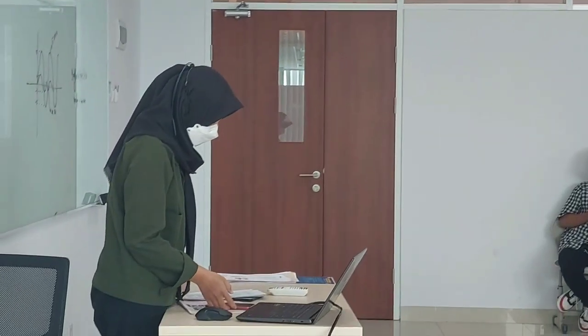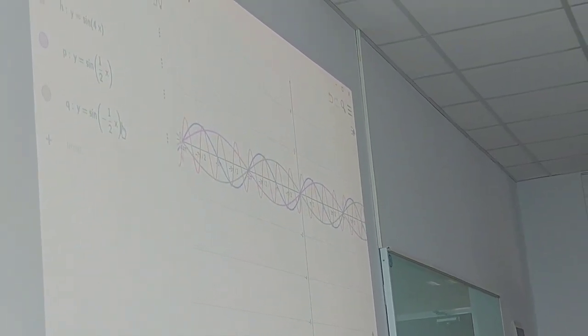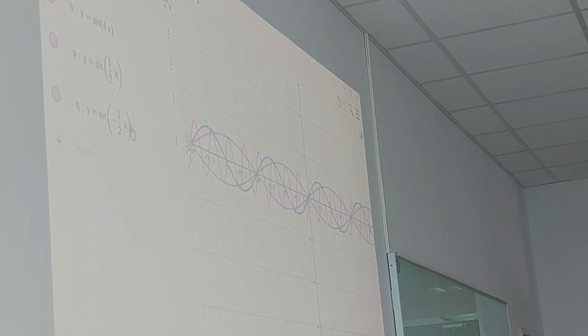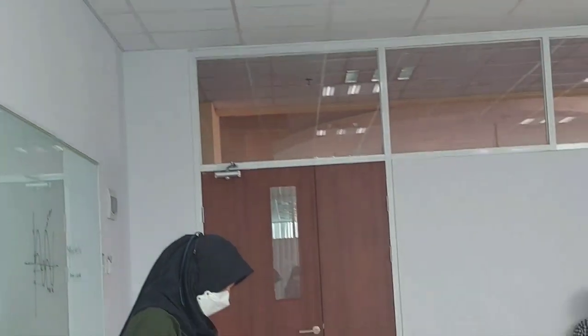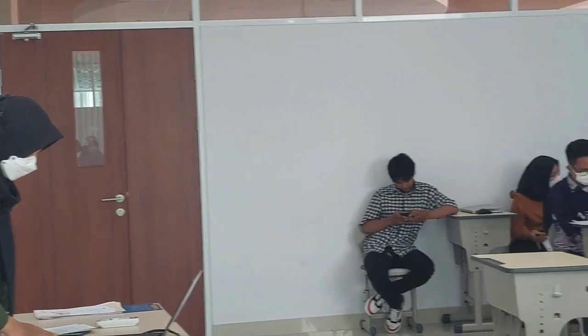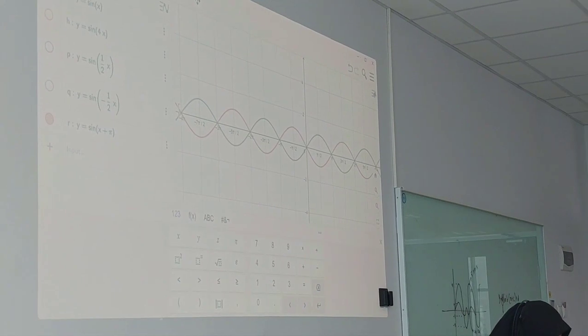The conclusion is: if absolute b is less than 1, there will be a horizontal stretching, and if absolute b is greater than 1, there will be a horizontal shrinking. If b is less than 0, the graph is also reflected across the y-axis.